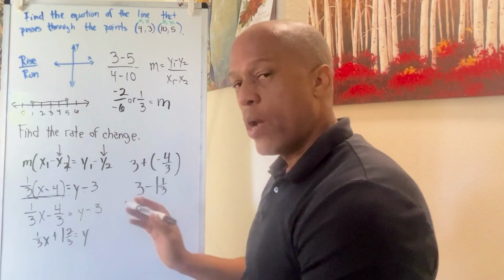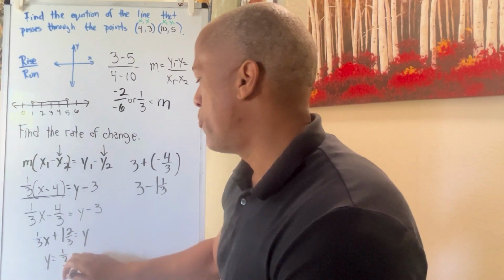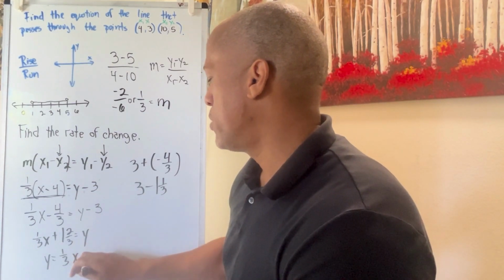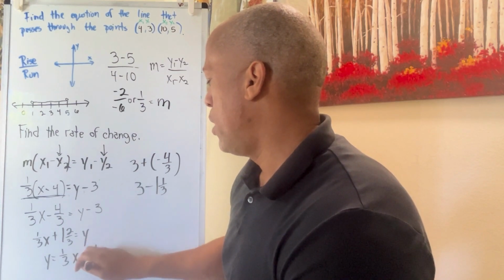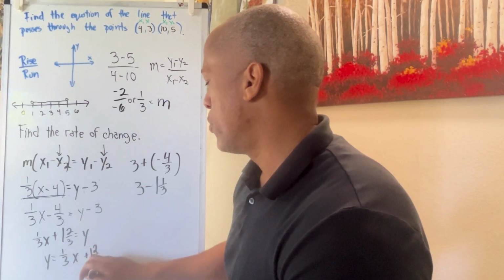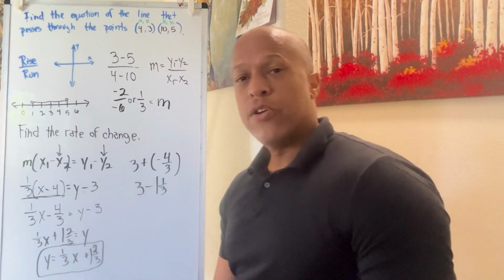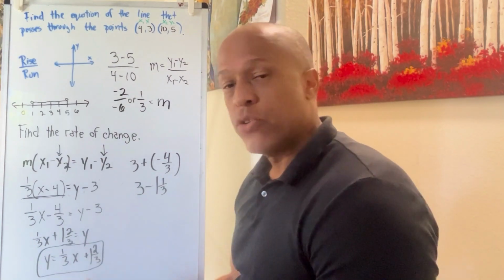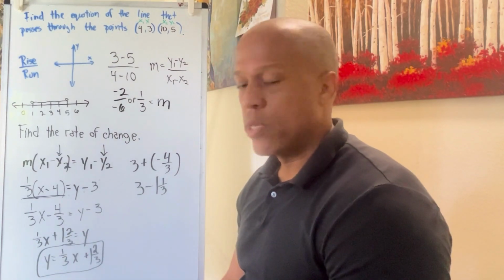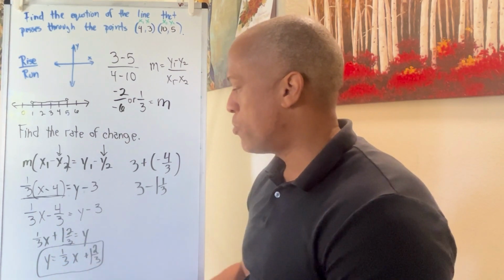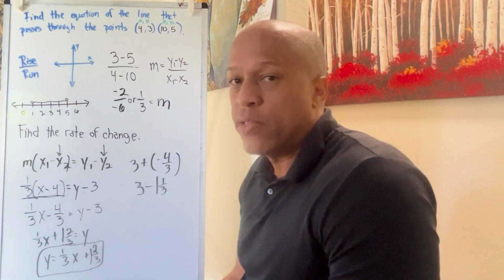And now I'm just going to rewrite this so it looks like slope-intercept formula. And it will be 1/3 x plus 1 and 2/3. And now I have my equation. There's my equation. I've found it in slope-intercept formula. Why do we call it slope-intercept formula? Well, because I have my slope here and my y-intercept right there, which is a fraction, and that's okay.